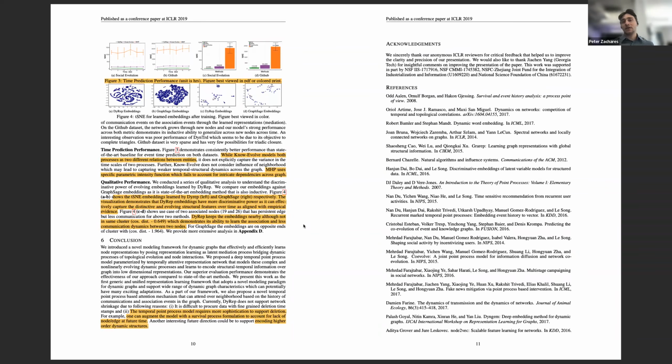Anyway, that's the method. The key idea is that they define the dynamic process of the graph changing as a temporal point process, and in fact they define it as two temporal point processes, which together keep changing the graph.